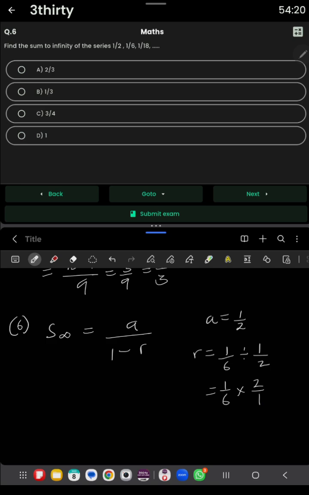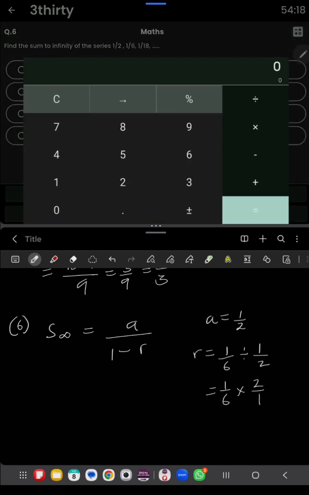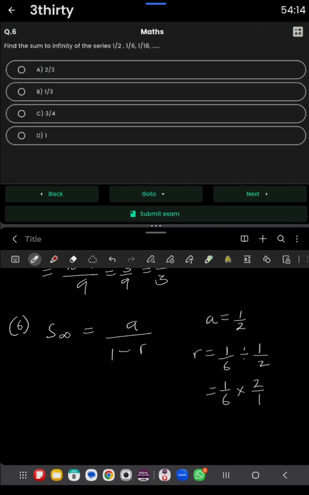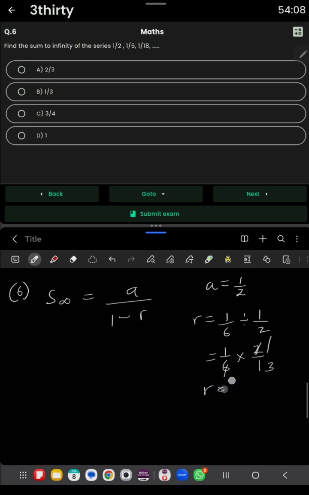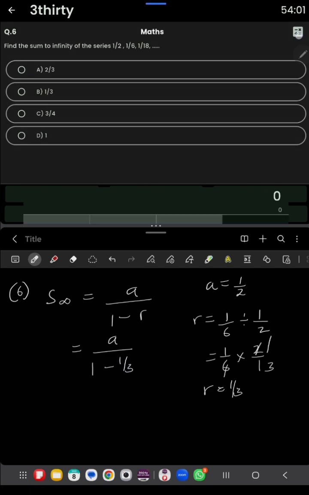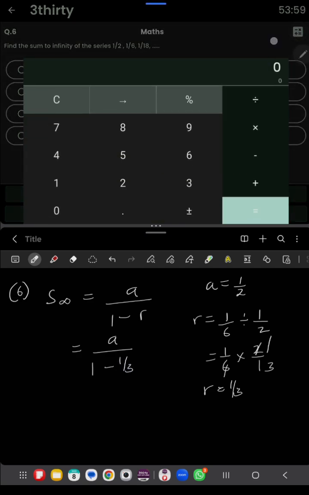By the way, look at the calculator in JAMB. You see that it doesn't help you much. You have to know how to calculate by yourself. So 2 here 1, 2 here 3. So your common ratio is 1 over 3. So I'm going to put that into this. So a over 1 minus 1 over 3. So how do you use that calculator to do 1 minus 1 over 3? You cannot use it.